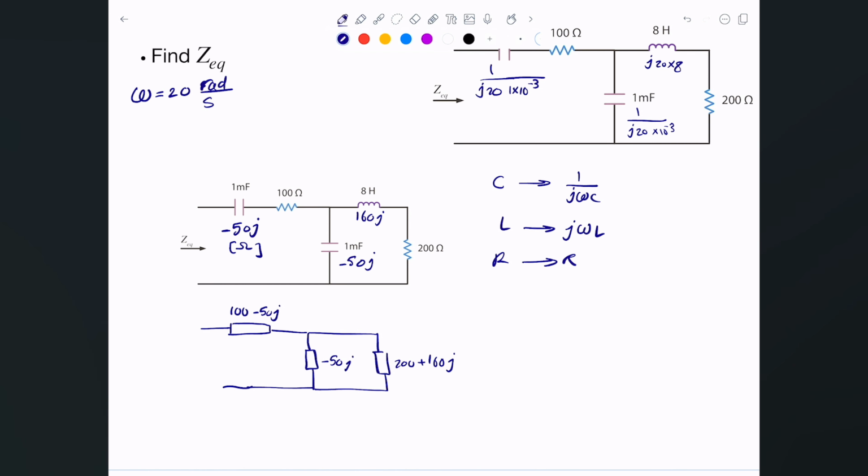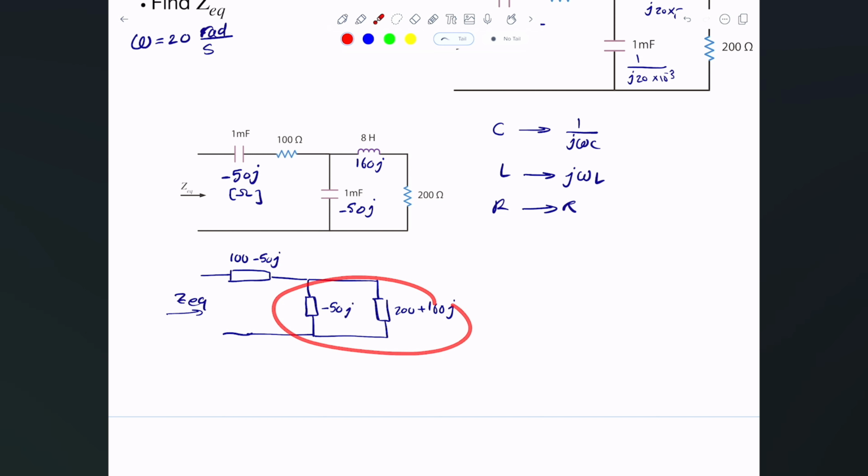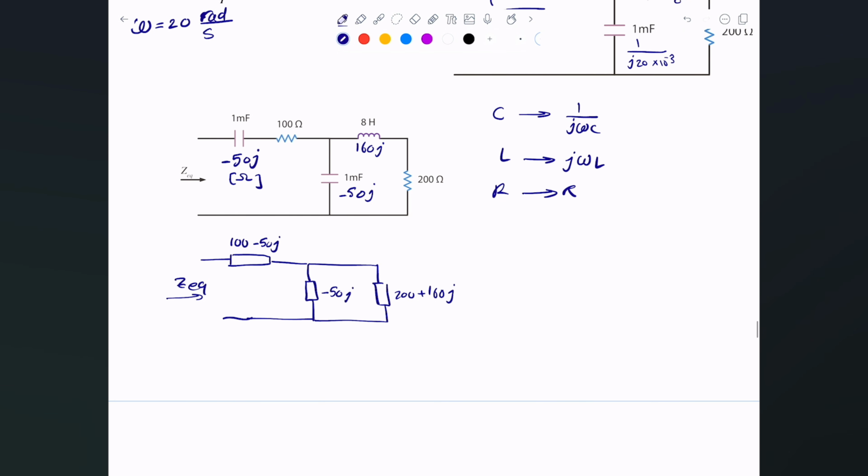All right, we're not done yet for the Z equivalent. What we need to do is combine these two in parallel. Parallel-wise, what we have is the following. We have 100 minus 50j, and then these two here combined in parallel, what we end up with is the following.